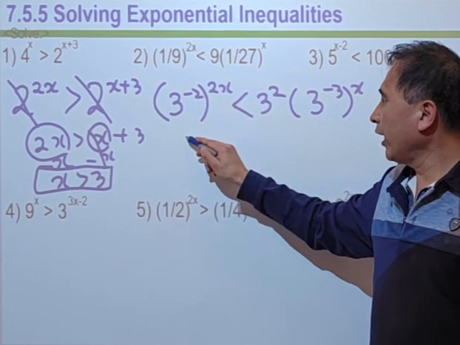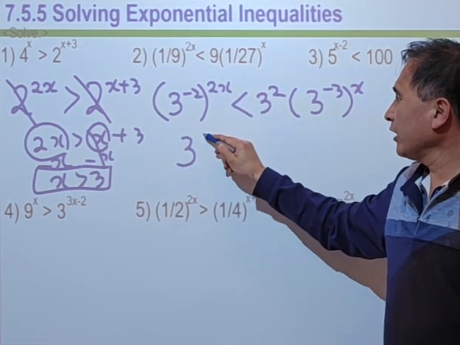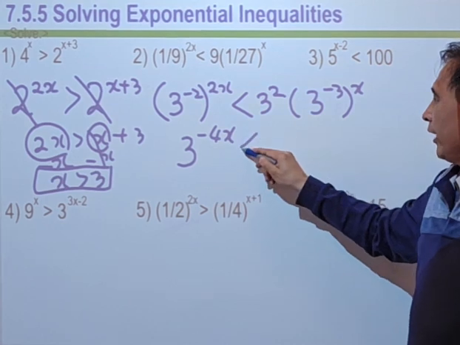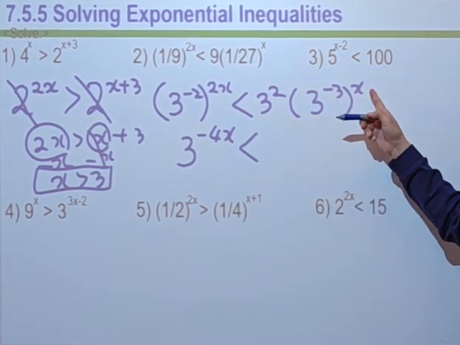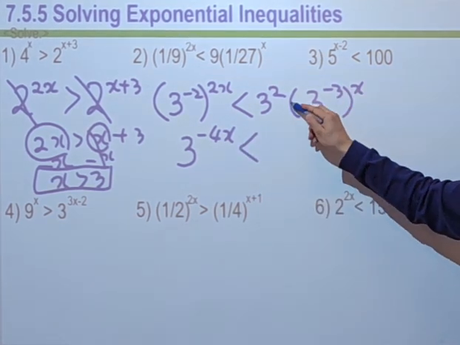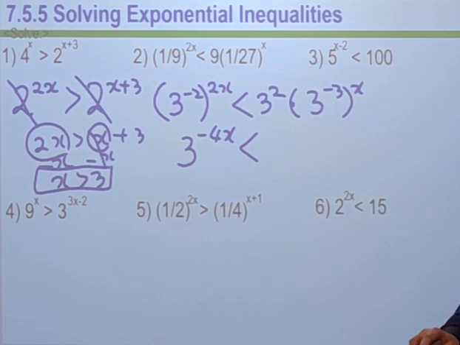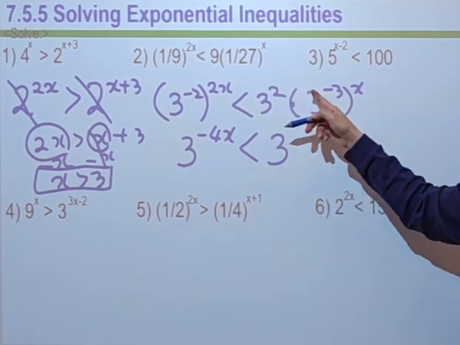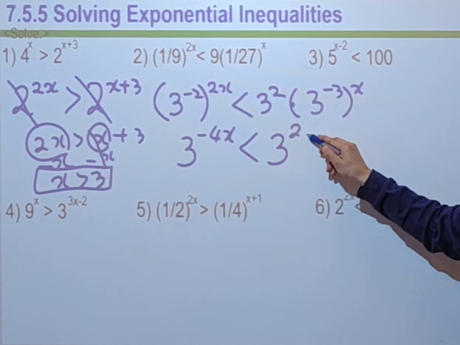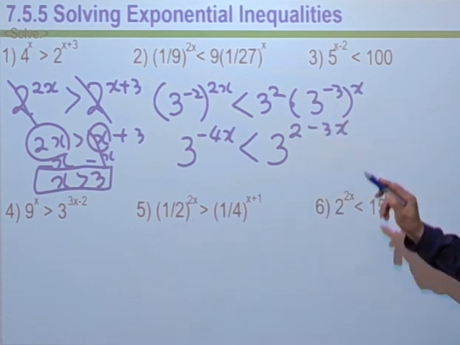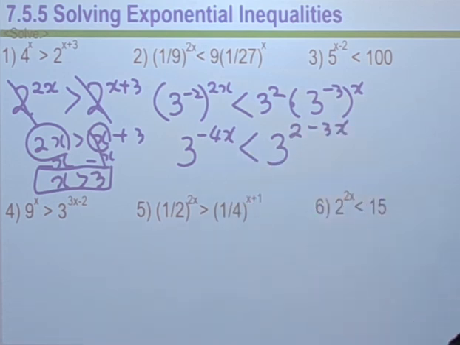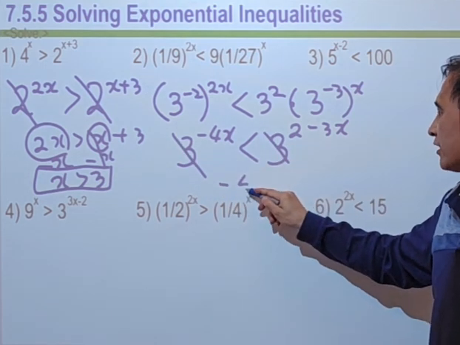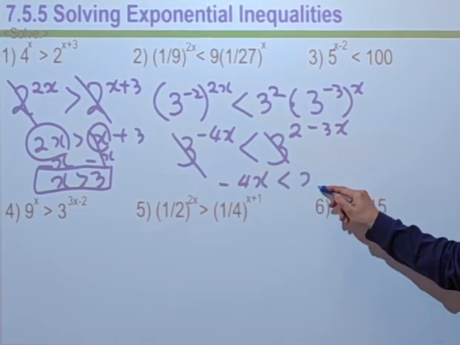Now power to power I can multiply, so negative 2 times 2x, that's negative 4x power. And now this is negative 3 times x, negative 3x. Multiplying the same base, then you add exponents, so 2 plus negative 3x, which is 2 minus 3x power. Yes, we made the same base, 3 on both sides, then I cancel that out. So minus 4x smaller than 2 minus 3x.